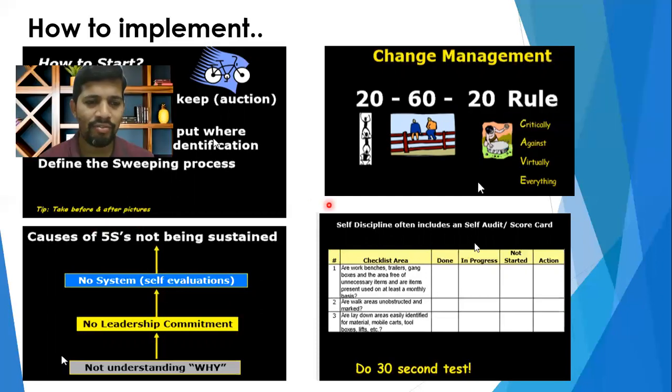So what are the causes of 5S not being sustained, and why? Because of not understanding why 5S is required, no leadership commitment, or no system of self evaluation. There is something called the 20-60-20 rule that applies to virtually everything. So have a checklist, like a self checklist. That means every day they can check, okay, these are the 5 items I need to check on my desk. We can use it for file management, the workplace, soft 5S or hard 5S. We can use it for anything. Have a self checklist, and the auditor can also come and conduct an internal audit on the 5S.